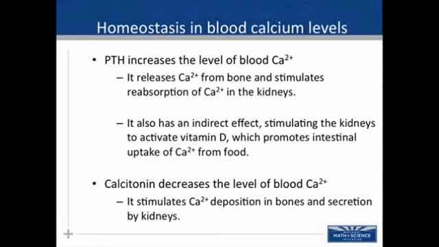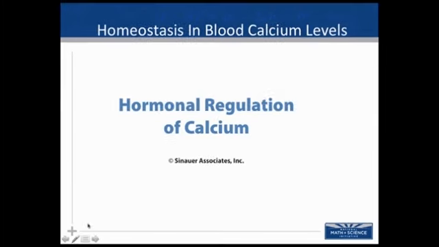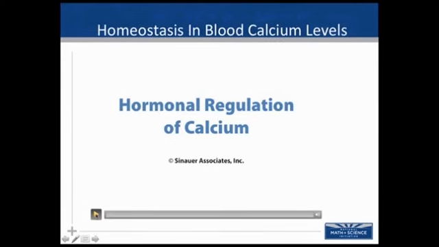Now, if our bloodstream levels are too high and too much calcium is found in the circulatory system, then the hormone calcitonin is secreted by the thyroid gland, and it will decrease the levels of calcium by putting calcium into the bones and then allowing the secretion of calcium out of the body by the kidneys. So these two work together in order to maintain a constant condition of calcium in our bloodstream. So let's look at a description of how calcium levels are regulated in our body.